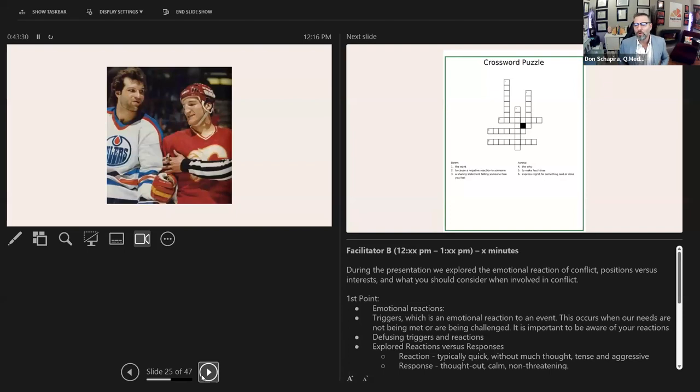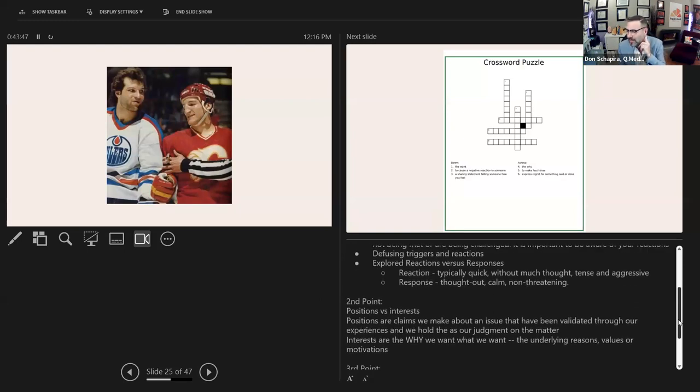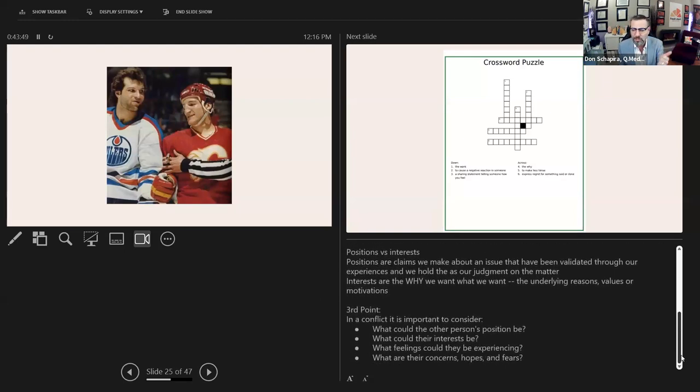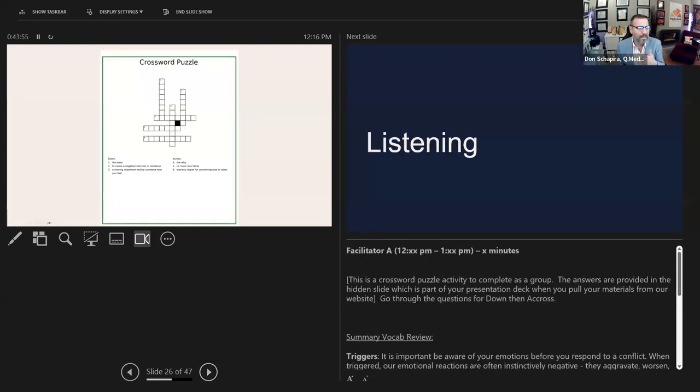So we want to start talking about emotional reactions. We want to start talking about triggers, how to diffuse them, and again, create that reaction versus response ideal. We use specific words, and it's important because, as you can see, we start talking about the difference of positions and interests, but the next aspect that we have is the crossword puzzle. And so the crossword puzzle is right here.